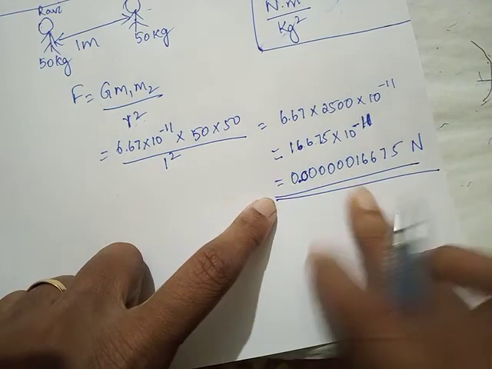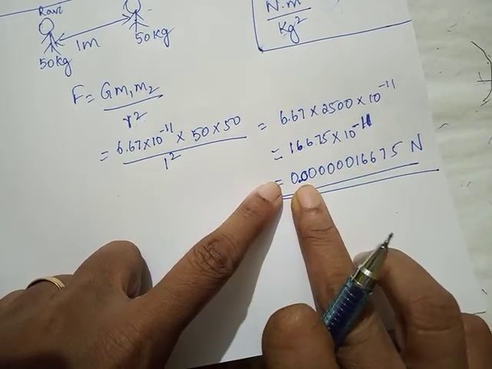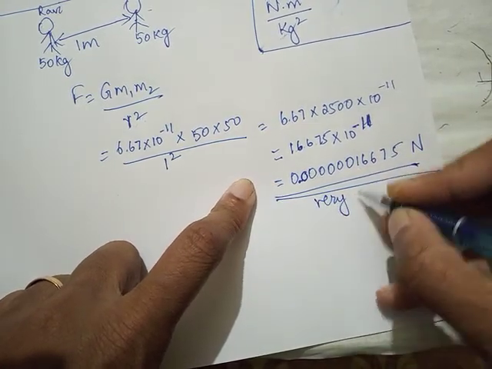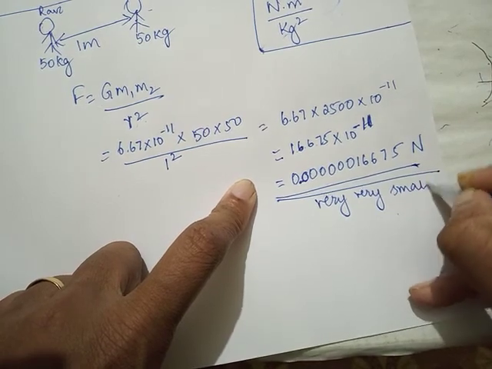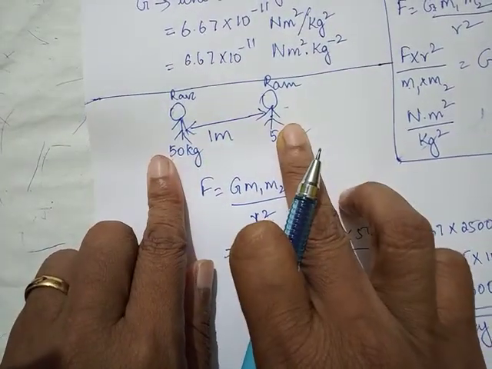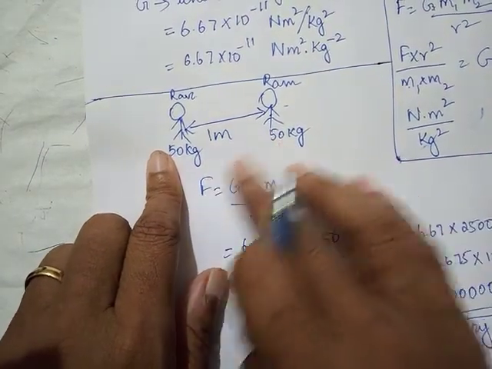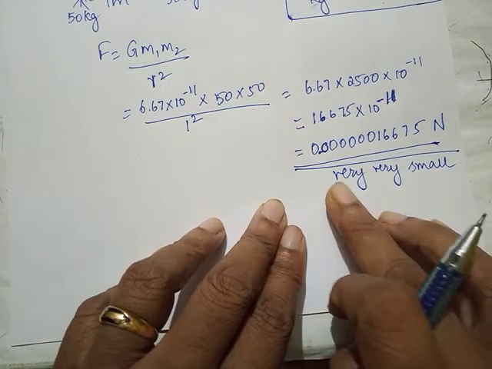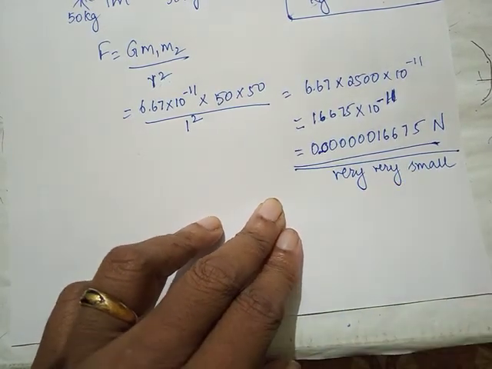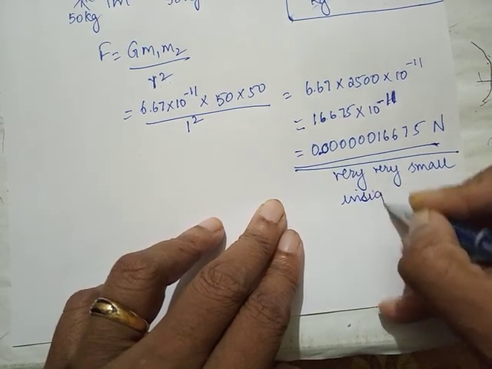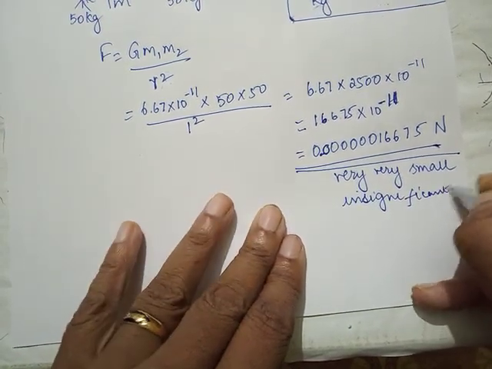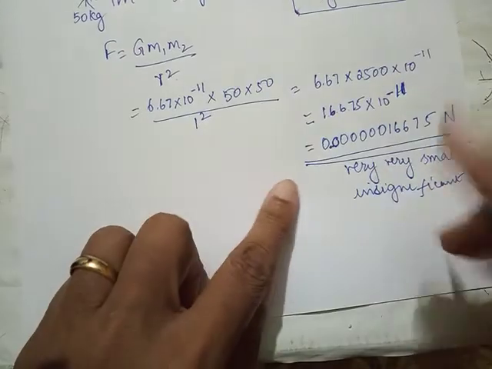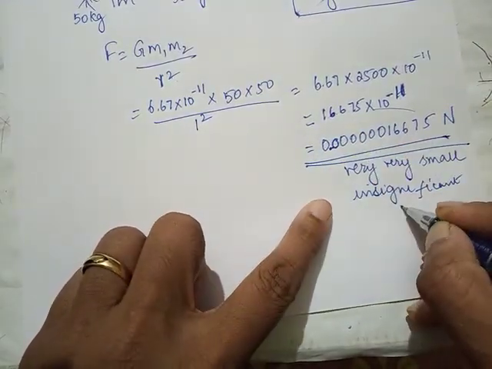And this value is very, very small. See, 0.000000166. It will be a very, very small value. So the conclusion is, between ordinary bodies, normal human beings or any ordinary bodies, the force of gravitation, the force of attraction comes to be very, very small or insignificant. That's why even though they both are sitting at a distance of 1 meter, they don't feel any attraction between them because that force is very small or insignificant.